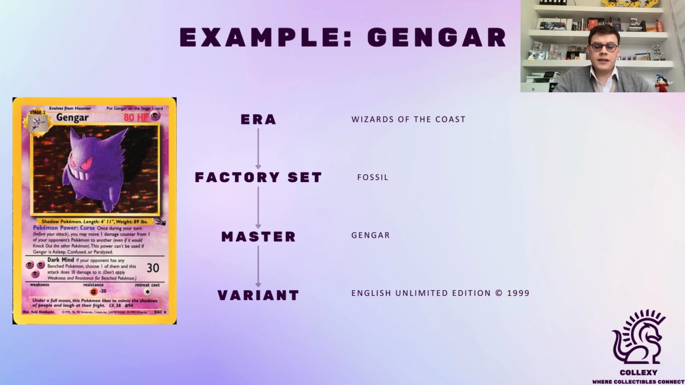So let's here take a look at an example of a card of the Fossil set. This is Gengar. Gengar is one of the cards of the Fossil set, and first of all, we need to determine the era, and the era is clearly Wizards of the Coast. The factory set here is the Fossil set. The Fossil set has in total 62 different cards, which means there are 62 different masters. A master here is obviously Gengar, and the variant that is being displayed is the English Unlimited edition with the copyright of Wizards of the Coast of 1999. However, please note that every master has at least 14 variants in the Fossil set.